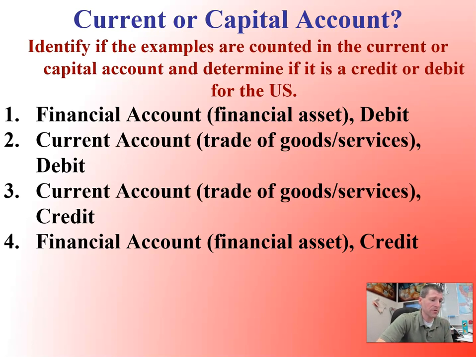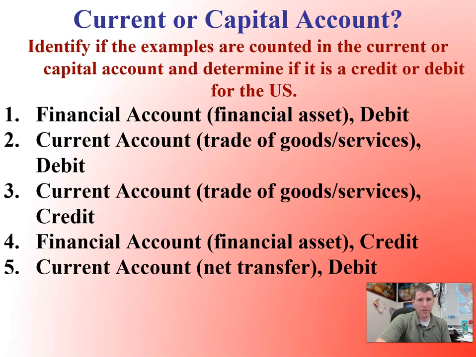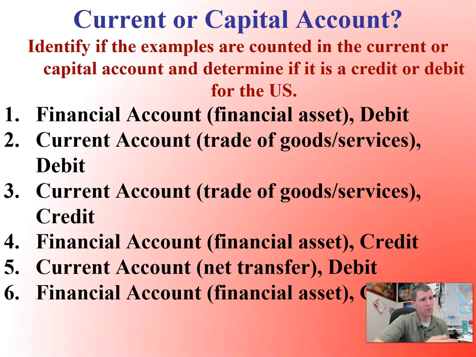Number five, an illegal immigrant sends a portion of his earnings to his family. That would be current account, because we're talking about straight up money movement, money transfers from one country to another. And that would be a debit for the U.S. current account, so you have money going out. All right, number six, a German investor buys $50,000 in U.S. Treasury bonds. That would be financial account. They're buying a financial asset. It would be a credit for the U.S. The money is coming in.